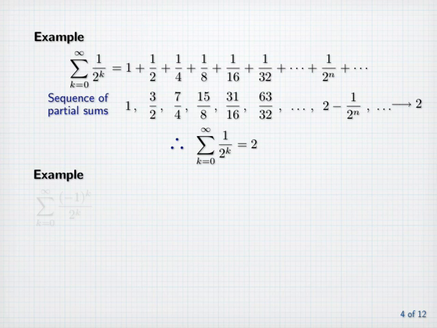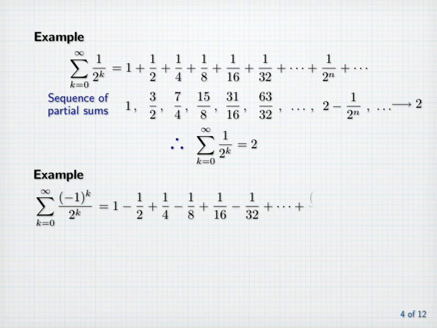Another example. Consider the sum from k equals 0 to infinity of minus 1 to the k over 2 to the k, which equals 1 minus 1/2 plus 1/4 minus 1/8 plus 1/16 minus 1/32, and so on, with the nth term being minus 1 to the n over 2 to the n. Notice that the terms here are the same as in the previous example, except with alternating signs. Such a series is called an alternating series.